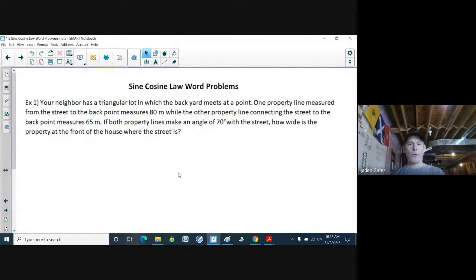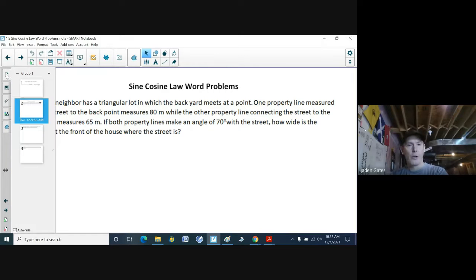All right, so what we're looking at now is putting everything together, and we're looking at sine and cosine law word problems. And as I've mentioned, the hardest part about word problems is you've got to draw the picture yourself, given the words. That requires you to interpret the question right and be able to draw the picture right. Now, again, because we're dealing with the sine and cosine laws, plural.